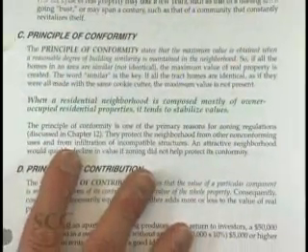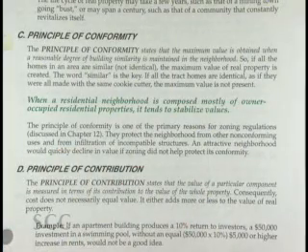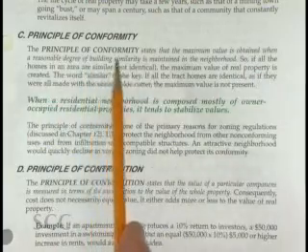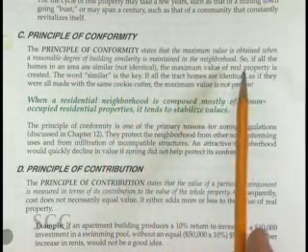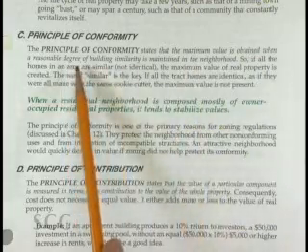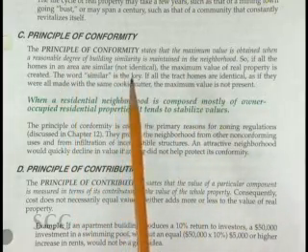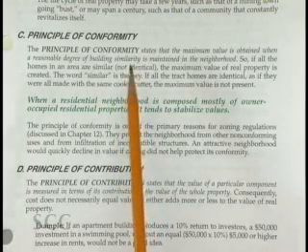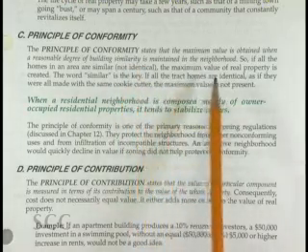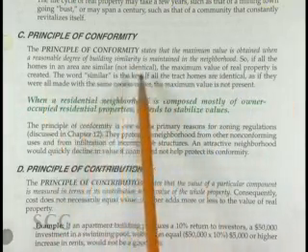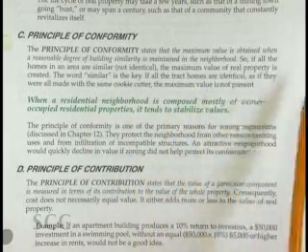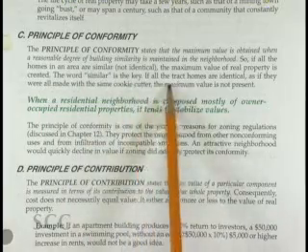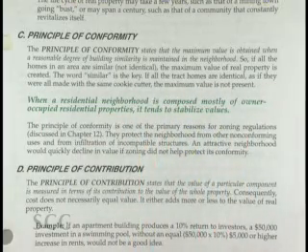Conformity brings itself up in two different ways. The principle of conformity states that the maximum value is obtained when a reasonable degree of building similarity is maintained in the neighborhood. So if all the homes in the area are similar, not identical, just similar in nature, 3-bedroom, 2-bath, 3-car garage, whatever it happens to be. In other words, single family, 2-family, but they're similar. The maximum value of the real property is created. The word similar is key. If the tract homes are identical, as if they were all made with the same cookie cutter, the maximum value is not present.